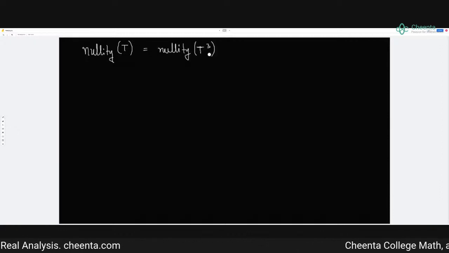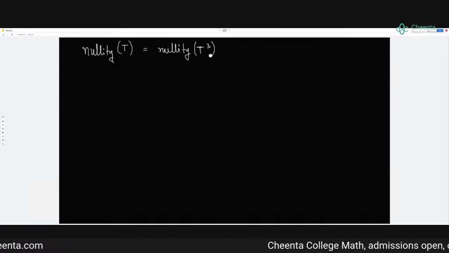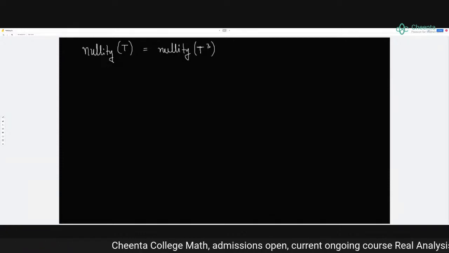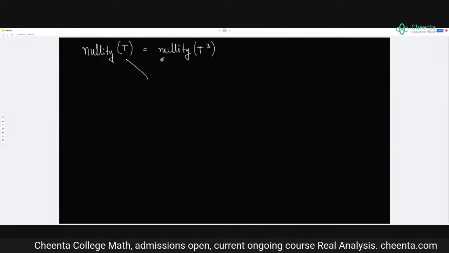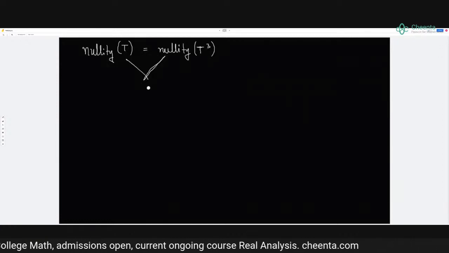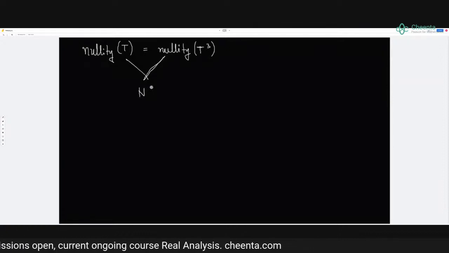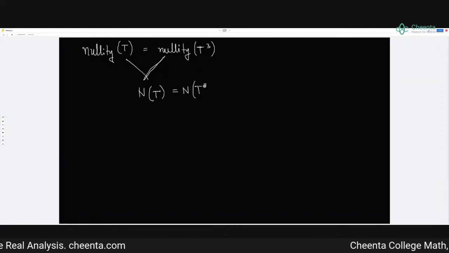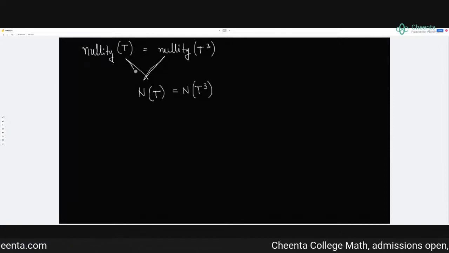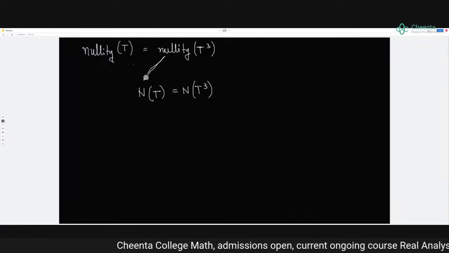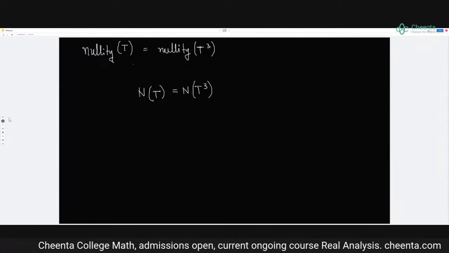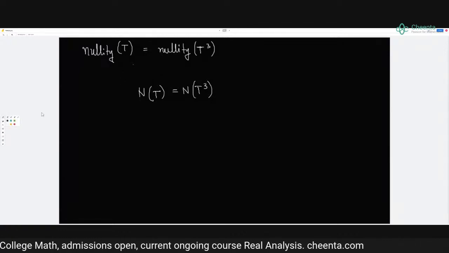So both of these generate a subspace of V, right? And since their dimensions are the same, they generate the same vector space, let's say null space of T. So now null space of T is practically equal to null space of T cubed. So from here, what you can actually do is this.